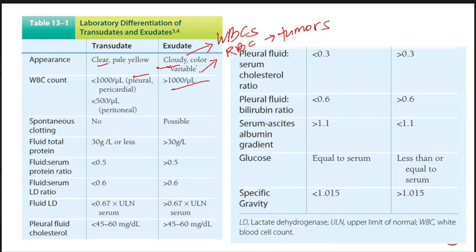Okay? So, fluid serum protein ratio. Okay, so, transudate is less than 0.5. This one is greater than 0.5. And also, ito, fluid serum LD ratio. Okay, so this one is less than 0.6, greater than 0.6. Okay, so ito yung best differentiator natin.